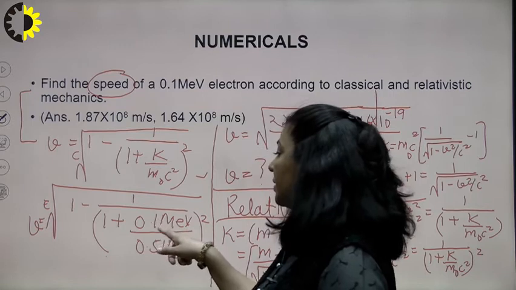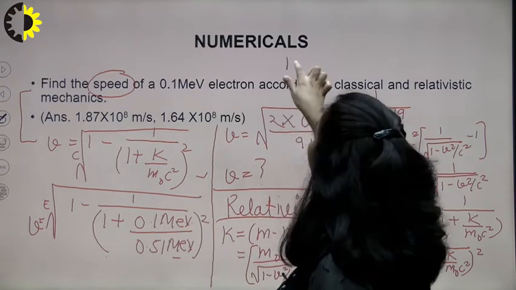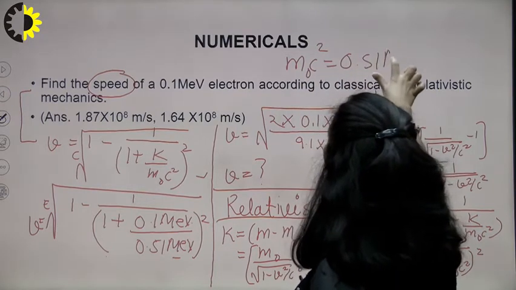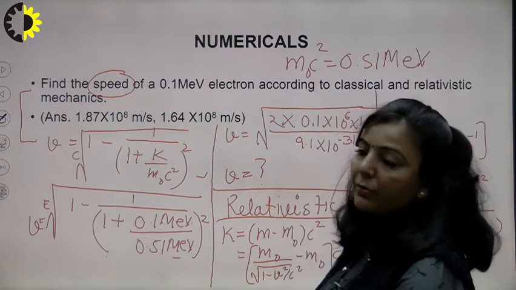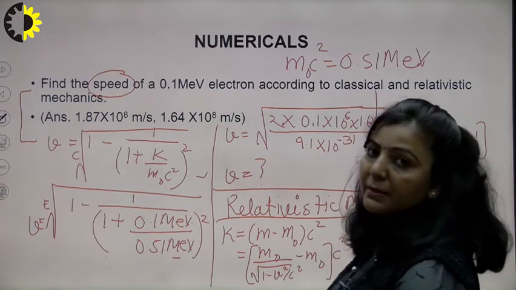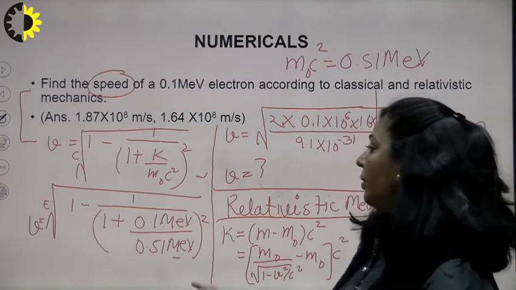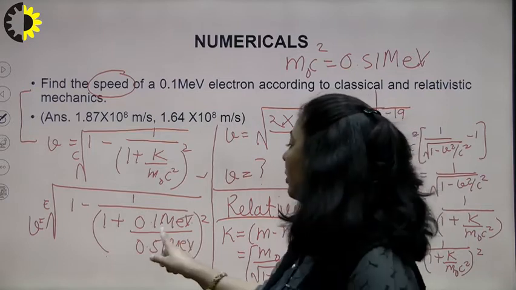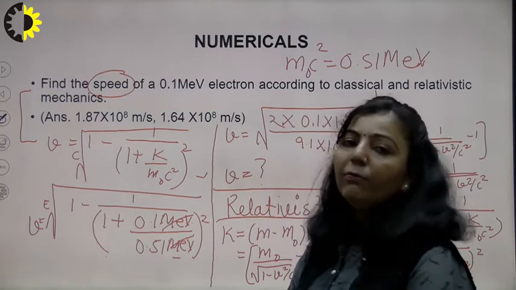This K is 0.1 mega electron volt, and for the electron, m naught c square, the rest mass energy, is 0.51 mega electron volt. You can substitute the value of m naught, which is 9.1 into 10 raised to power minus 31, and c, that is the speed of light, 9 into 10 raised to power 16 is c square. After simplifying, you will get this m naught c square. Now, why am I writing it in electron volt? Because kinetic energy is already given in electron volt, so this will get cancelled. Just simplify it, solve it, and find the value of v.